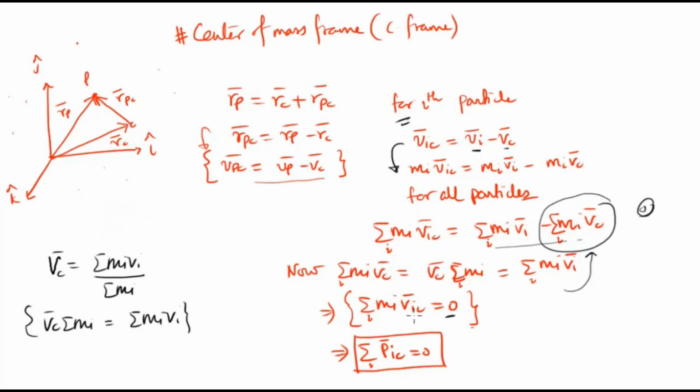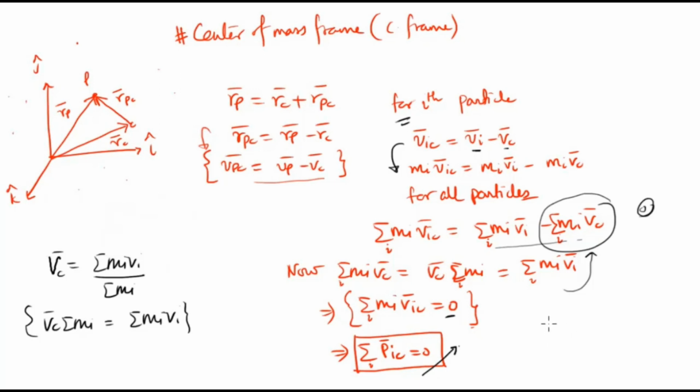Now what is summation of mi VIC? Mi VIC is basically the momentum of the ith particle with respect to the center of mass frame. So this is summation of PIC, and this summation of PIC goes to 0. That means the net momentum of all the particles with respect to the center of mass is 0. So center of mass is also known as the zero momentum frame.